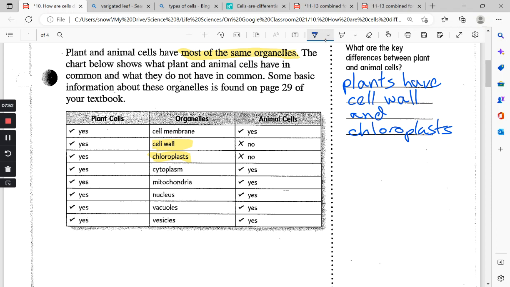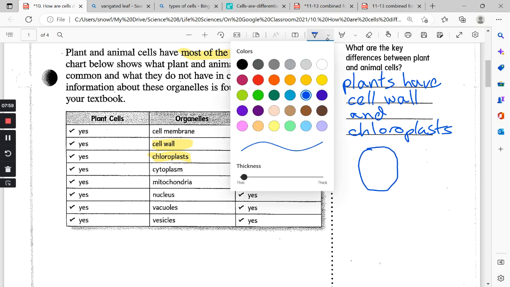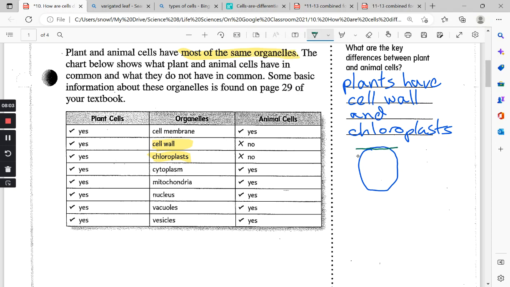Let's draw ourselves a sketch of a plant. A plant, of course, is going to have a cell. There you go, plant cell. And now we're going to draw a big box around this cell to indicate our cell wall. So it's boxed in by this wall structure, which helps for extra protection. Let's write that in here, cell wall.